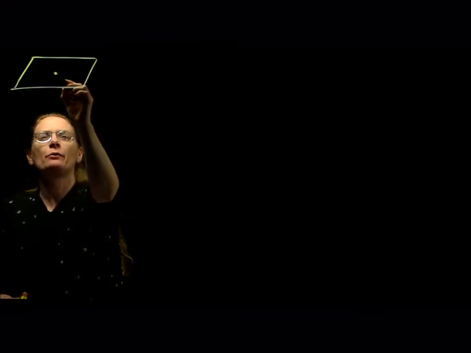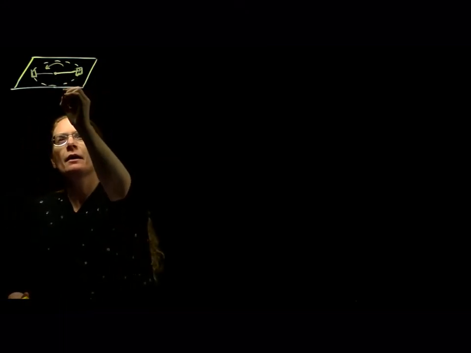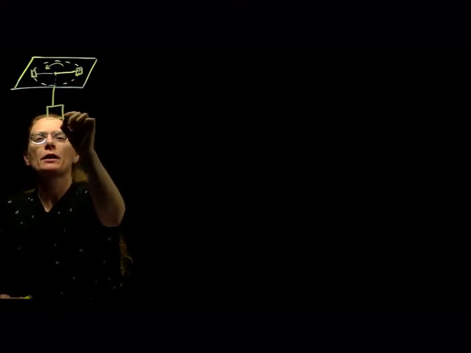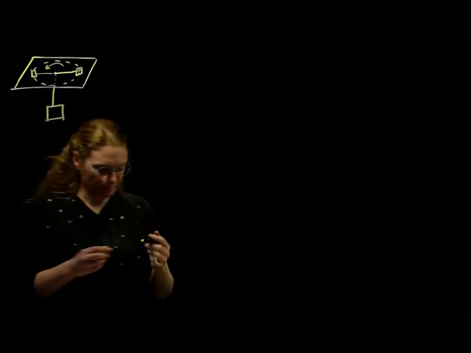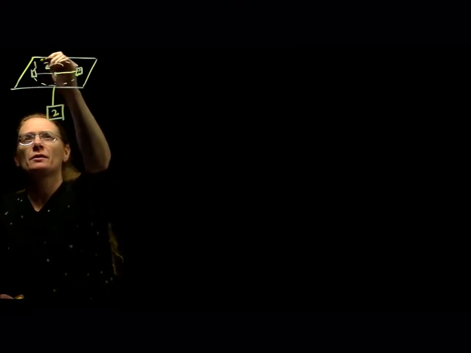All right, so what does this thing look like? We have a table, and there's a hole in it, and we have a mass going around in a circle. And then the other end is connected by a string to a second mass. So that's kind of what I got. I'm going to call this mass 2 and this is mass 1.